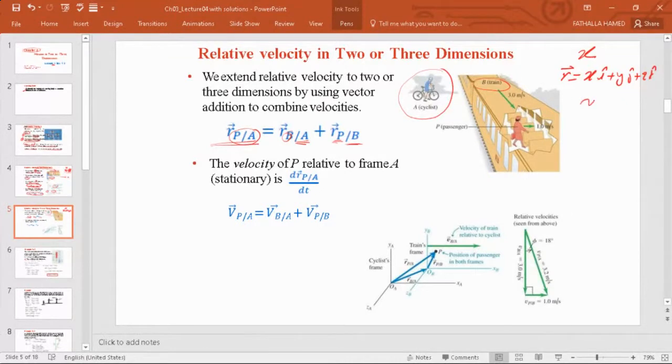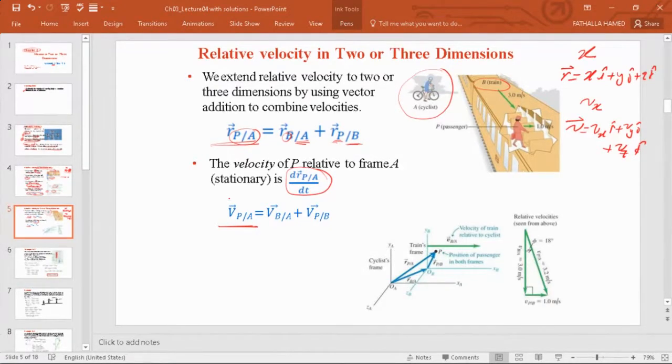And in 1 dimension, we talked about Vx. Here, when we talk about V, it will be the Vx i hat plus Vy j hat plus Vz k hat. So it is now a velocity vector. So your velocity vector now, it will be the dr of the passenger relative to A by dt. And that will give you your relative velocity, that means the passenger relative to A. So if we do that, I will get V P relative to A.